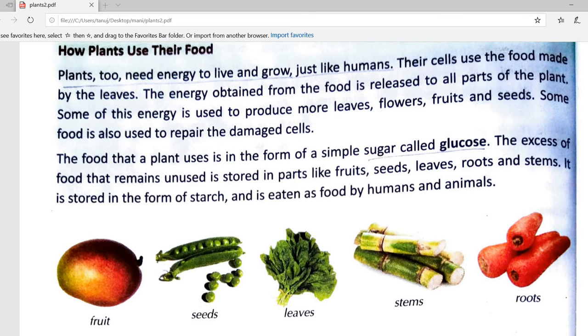in parts like fruit, seeds, leaves, roots and stem, which human beings and animals eat. As the example is given in this book: fruit, we eat fruit. Sometimes we eat seeds of plants, we eat leaves of plants, we eat stems like sugar cane and potatoes. We also eat roots like carrot and radish.